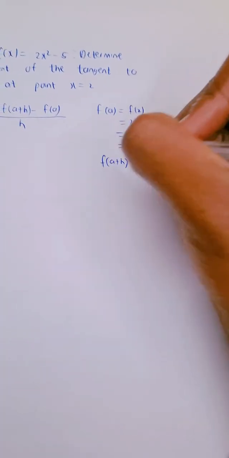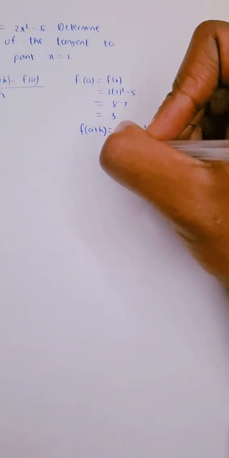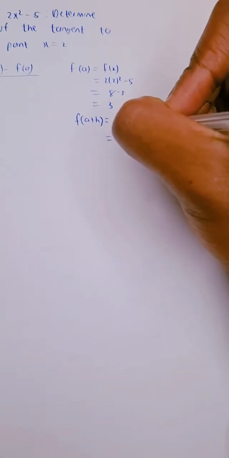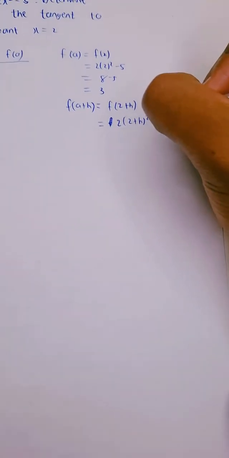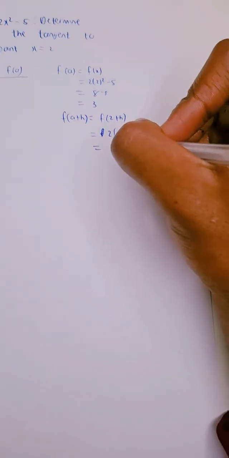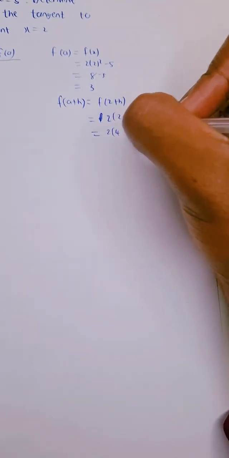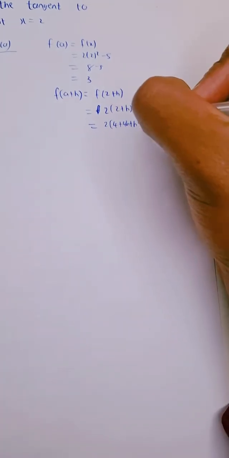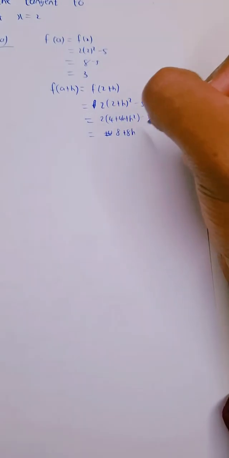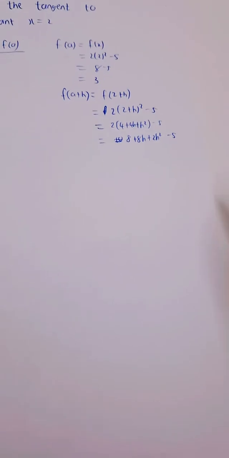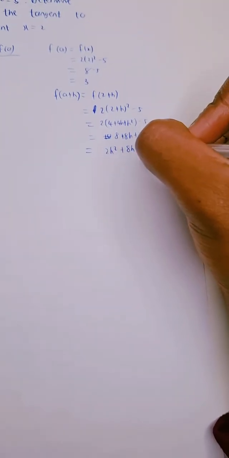Then f of a plus h is equal to f of 2 plus h, which is equal to 2 into (2 plus h) the whole thing squared minus 5, which will give us 4 plus h squared plus 4h, 8 plus 8h plus 2h squared minus 5, which is 2h squared plus 8h plus 3.